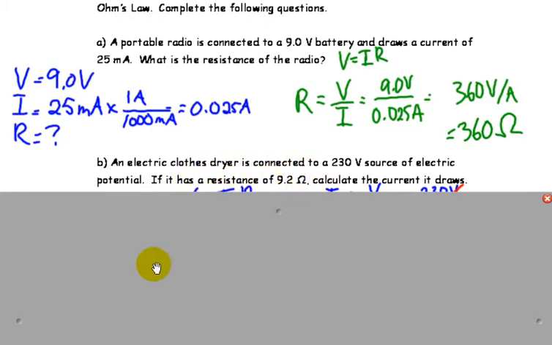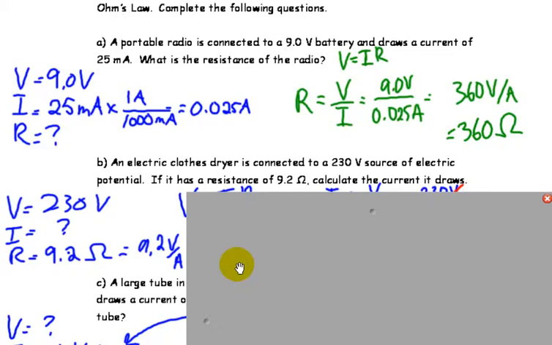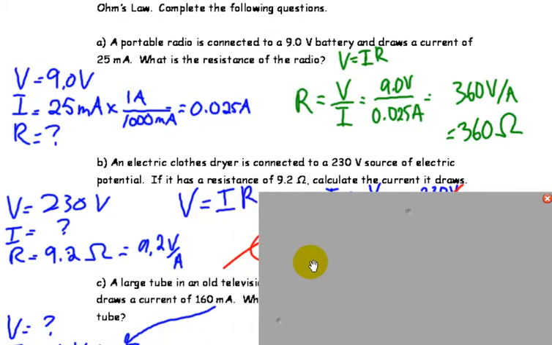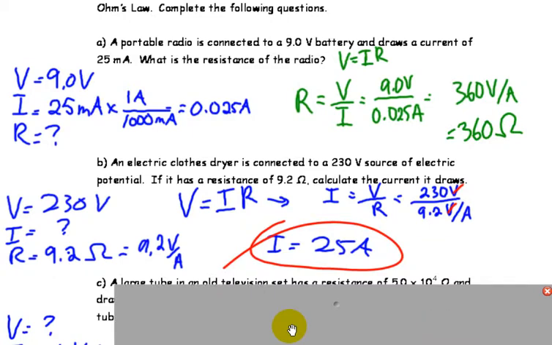An electric clothes dryer is connected to a 230 volt source of electric potential and has a resistance of 9.2 ohms. What's the current? So the information that we know is that. Now with ohms here, it may be beneficial to change it to the units of volts per amp. That way we'll be able to cancel the right units. So V is equal to I times R. Solving for I, we need to divide by R. So we have 230 volts divided by 9.2 volts per amp. What happens is that the volts cancel, the A gets flipped up to the top, 25 amps.